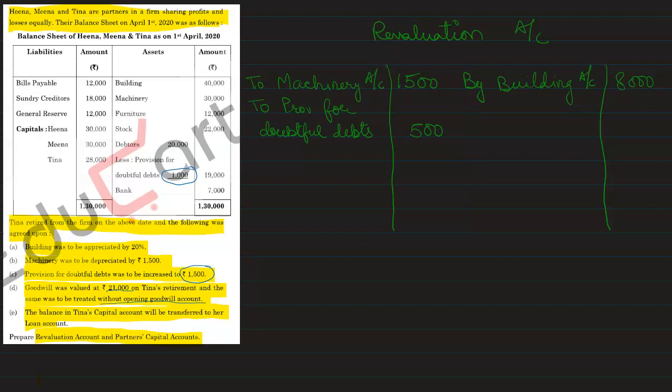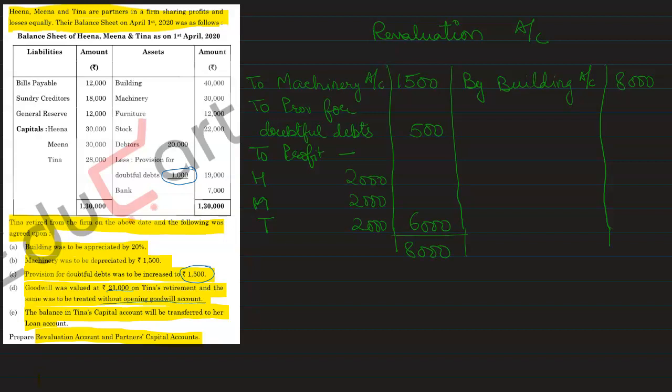That means we are in profit. So the balancing figure will be here, to profit. And this profit will be transferred to all the partners, Hina, Meena and Tina, in equal ratio. So the profit is of 6,000, and when we transfer it equally, it will be 2,000 in each partner's share, and the total will be 8,000.